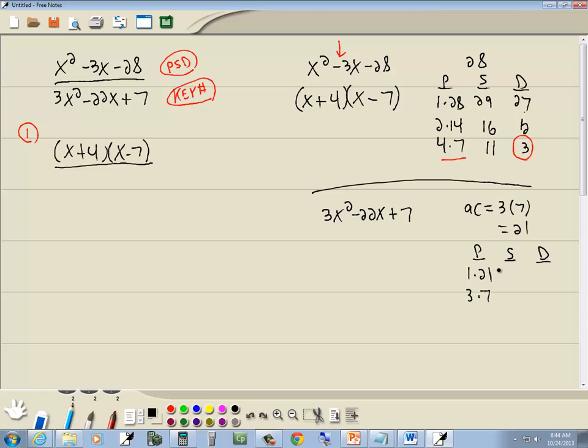The S column, we want to add them together. 1 plus 21 is 22. 3 plus 7 is 10. D for difference. We want to subtract smaller from larger. 21 minus 1 is 20. 7 minus 3 is 4.